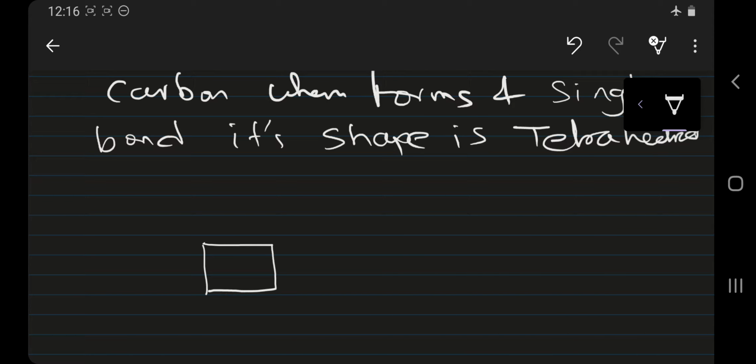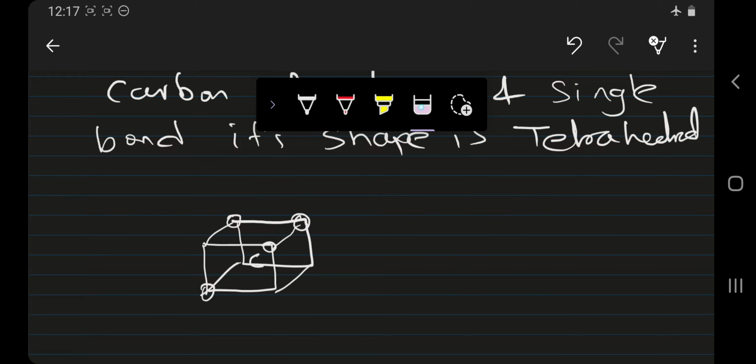Again I am drawing it for you. Then put this carbon in the middle of the cube and show two bonds to these corners and 2 bonds to this corner. Sorry, 2 bonds. Okay, I'll redraw it.